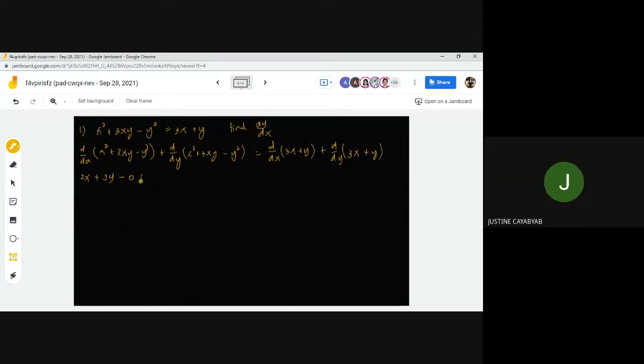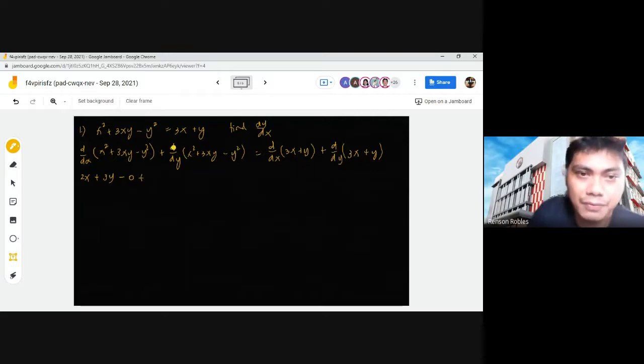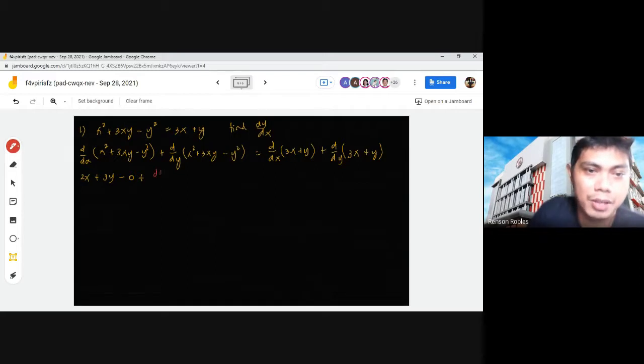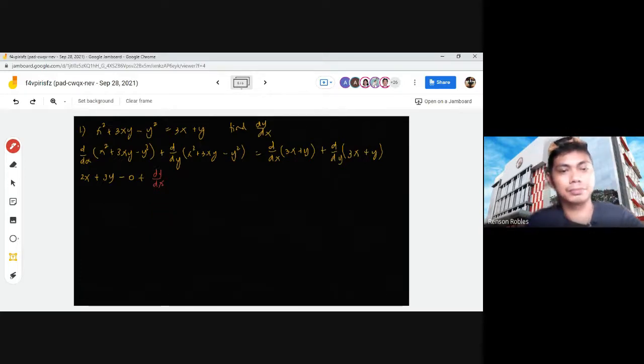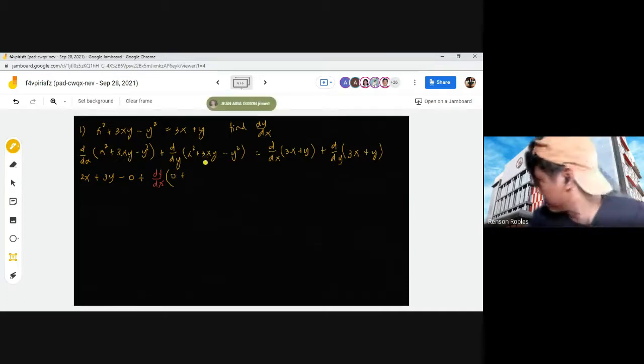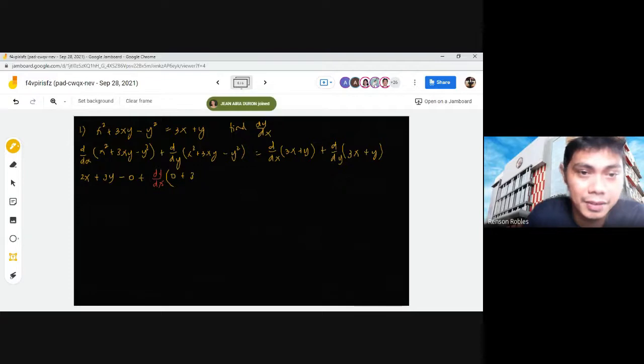0. Plus, you are now differentiating with respect to y. Do not forget to affix the variable of differentiation, dy/dx, or you could also use y prime. Then times the derivative of x squared in terms of y, 0. Plus derivative of 3xy in terms of y, 3x. Then, derivative of negative y squared in terms of y, negative 2y, equals.